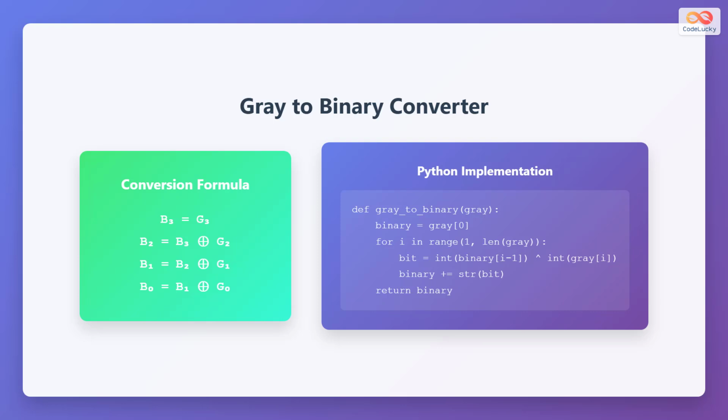And now, for the Python implementation. Define a function called gray to binary, which accepts a gray number as input. Binary is equal to the first digit in the gray number. Begin a for loop. For I in the range of 1 to the length of the gray number. Bit is equal to the integer of the previous digit XOR with the current digit. The binary number is the addition of the string of the bit. Return the binary number.